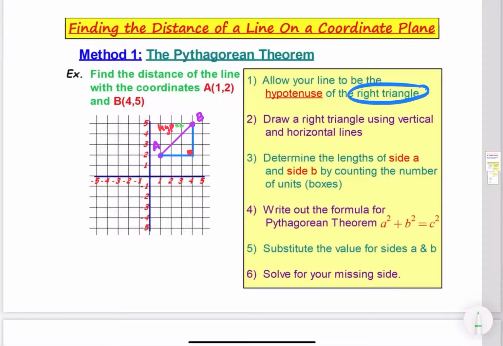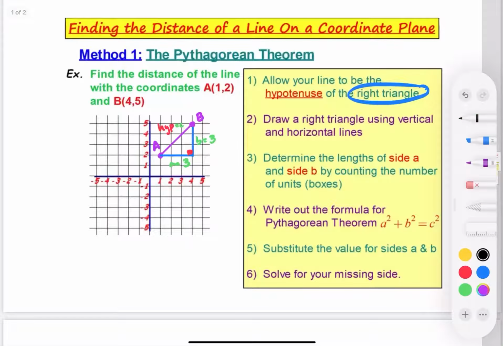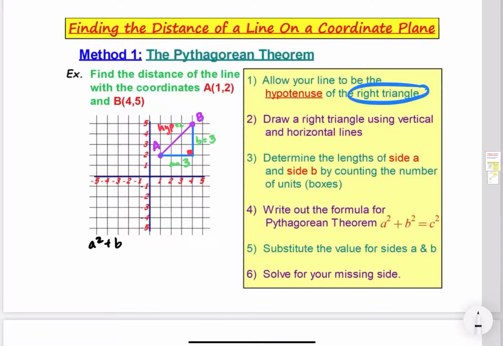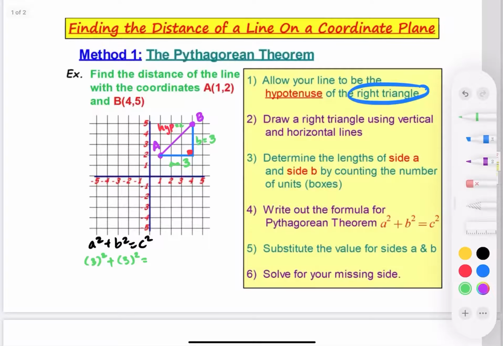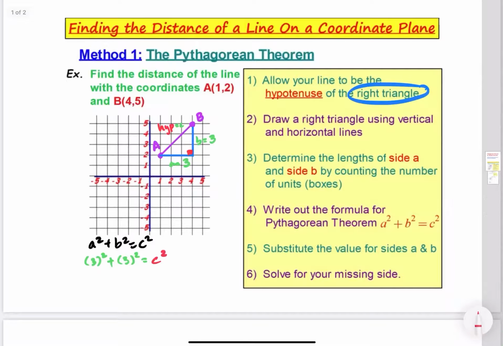That means A and B are the 2 other sides. If we count how many units they are, because they're horizontal and vertical, we can count them. A is going to be 3 units long, and B is going to be 3 units long. So now that we know what A, B, and C are, we substitute everything into our Pythagorean theorem, which is A squared plus B squared equals C squared. Again, we know that A and B are both 3, and remember, when we substitute, you're supposed to put it in parentheses, (3) squared plus (3) squared is equal to C squared. We don't know what C is, so we leave that as C squared.